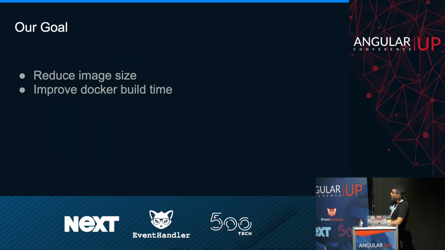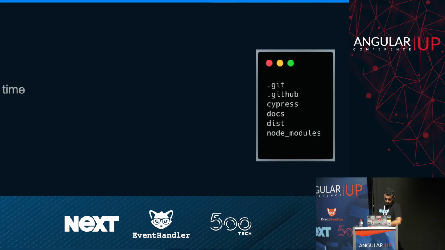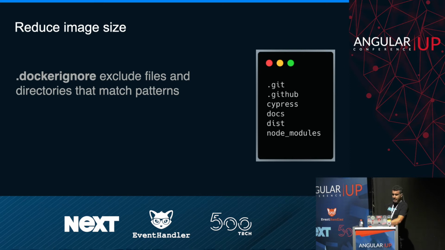So we have 2 goals. One of them is to reduce the image size, and the second one is to improve the Docker build time. To reduce the image size, I found out that there is a .dockerignore that excludes files and directories that match the patterns, very similar to .gitignore. When I add this file, this is the list of the folders, for example, I don't need Cypress folder, I don't need the dist and the node modules because I'm running the npm install and the npm build.